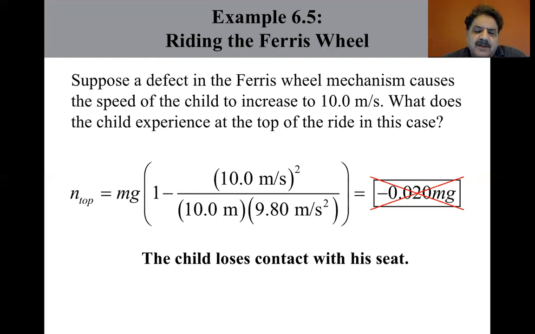So this ends our discussion of section 6.1. Next, we'll discuss section 6.2, non-uniform circular motion.